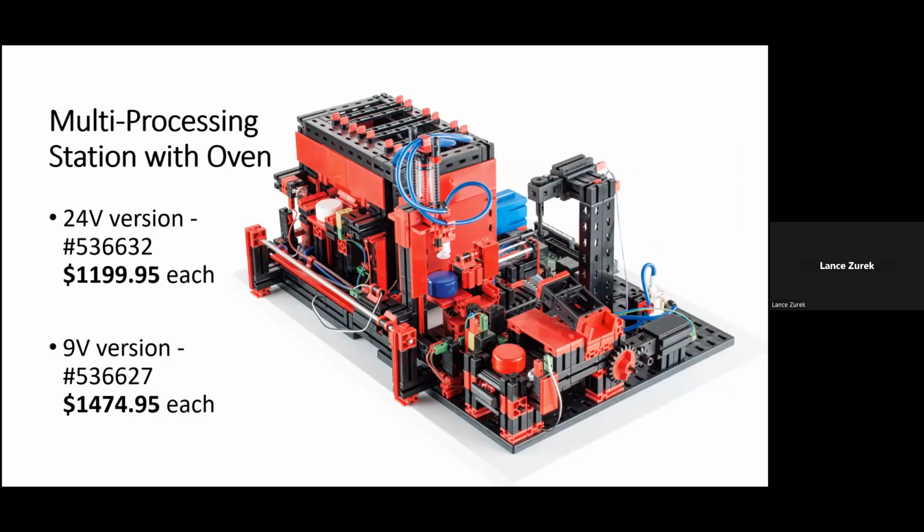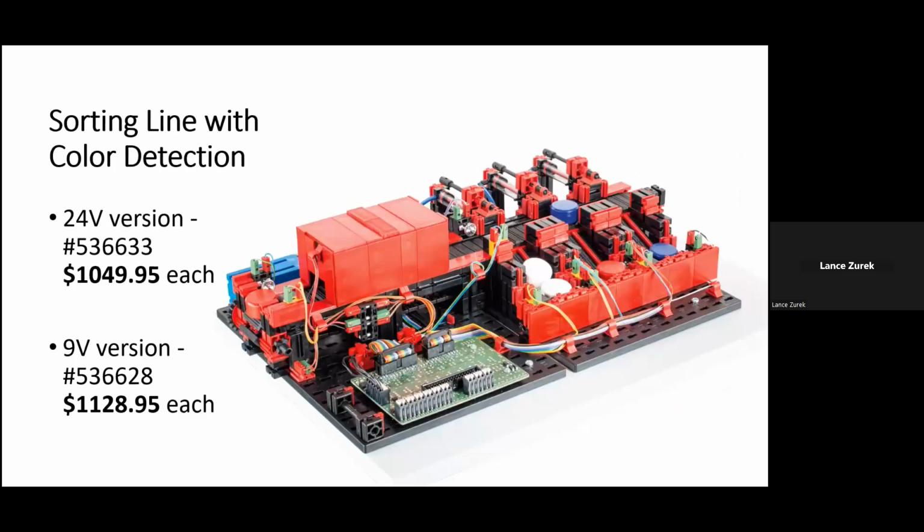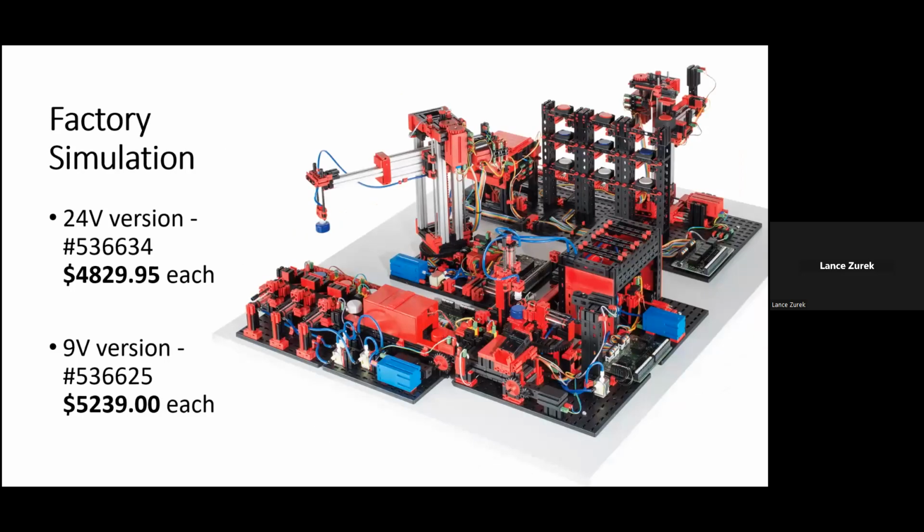$1,199.95 per unit. In the 9-volt version with the TXT controller, you're looking at $1,474.95. In the sorting line with color detection, the 24-volt version is $1,049.95, and the 9-volt version is $1,128.95. The full factory simulation in the 24-volt version is $4,829.95 per unit. And in the 9-volt version with the TXT controllers, you're looking at $5,239 per unit.